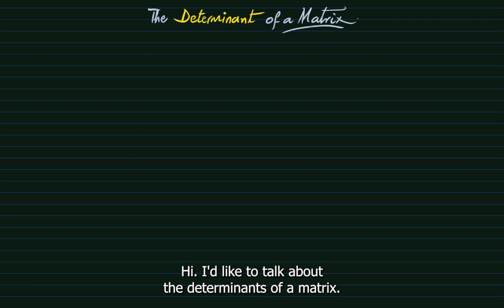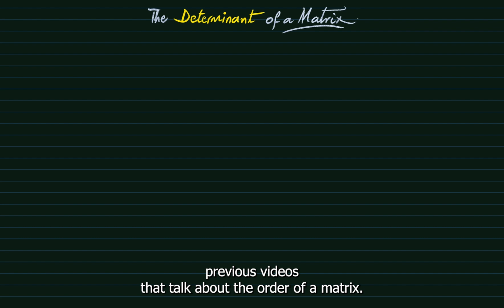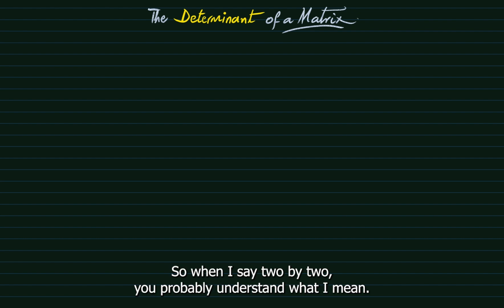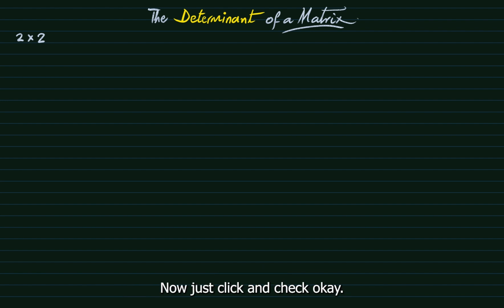Hi, I'd like us to talk about the determinant of a matrix. And for this, we are talking about a 2 by 2 matrix. I already have previous videos that talk about the order of a matrix. So when I say 2 by 2, you'll probably understand what I mean. If you don't, you probably need to check that video out. So I'm going to link it up now.